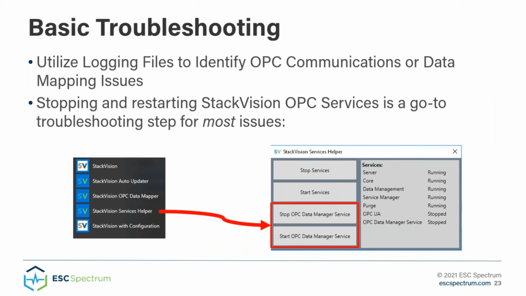One of the most common issues that I run into when we're troubleshooting the OPC Data Mapper is the OPC Data Manager service does not want to start. Occasionally, it might behoove you to stop and restart that service. The StackVision Services Helper gives you that option to stop and start the OPC Data Manager service. I would recommend it as a first step whenever you're running into problems such as data not flowing to the StackVision server or data not flowing at all.